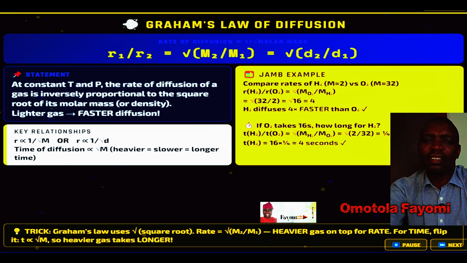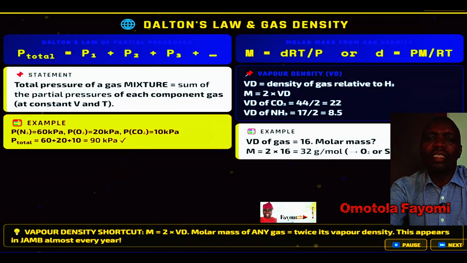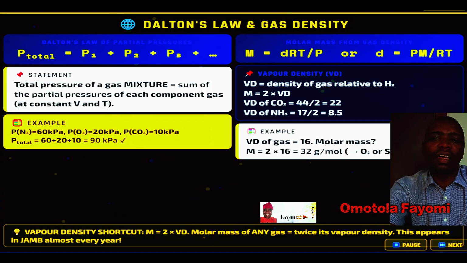Perfect. Dalton's law of partial pressure: in a mixture of gases, the total pressure equals the sum of the partial pressures of each component gas. It's simply pressure total equals P1 plus P2 plus P3 and so on. Each gas acts independently as if the other gas weren't there. The example is that if nitrogen contributes 60 kilopascal, oxygen 20 kilopascal, and carbon dioxide 10 kilopascal, the total pressure is 90 kilopascal. Simple addition.